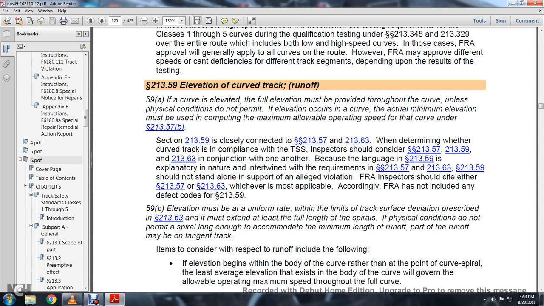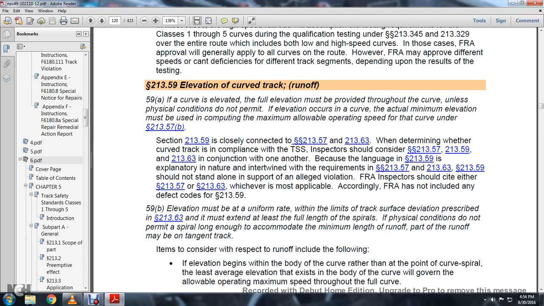213.59 Elevation of curved track; runoff. (a) The full elevation must be provided throughout the curve unless physical conditions do not permit the elevation of the curve. If elevation runoff occurs in the curve, the actual minimum elevation must be used in computing the maximum allowable operating speed for the curve under 213.57(b). Section 213.59 is closely connected with 213.57 and 213.63 when determining the elevation of the track in compliance with the track safety standards.